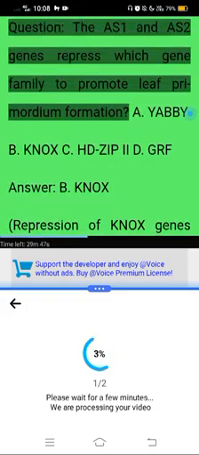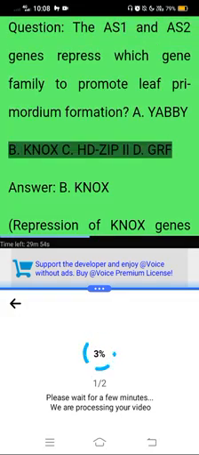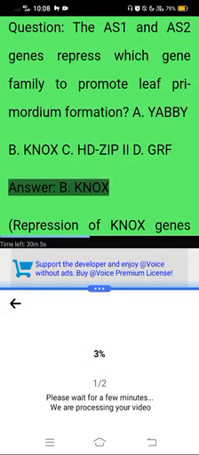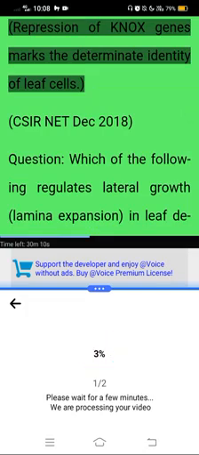CSIR NET June 2015. Question: the AS1 and AS2 genes repress which gene family to promote leaf primordium formation? A. YABBY. B. KNOX. C. HD-ZIP II. D. GRF. Answer: B, KNOX. Repression of KNOX genes marks the determinate identity of leaf cells.